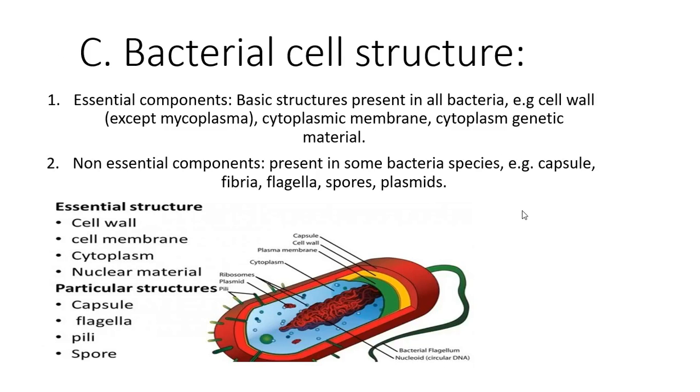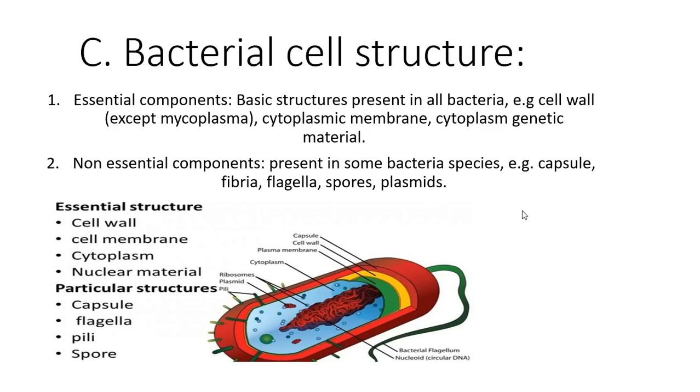The third thing that we're going to speak about today is the bacterial structure. We have two components we're going to speak about in a certain bacteria: the essential components and the non-essential components. The essential ones, all of the bacteria have them because they are basic for the bacteria, such as the bacterial cell wall, except for the bacteria called mycoplasma, which is pathogenic. This kind of bacteria lacks a cell wall.